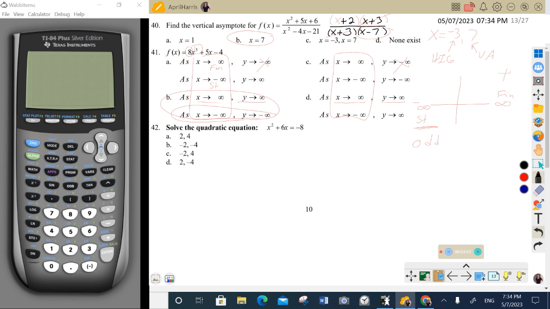Remember, if your degree is even, the ends are the same. So if you finish positive, you would start positive if it has an even function.